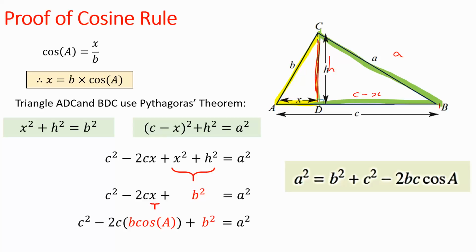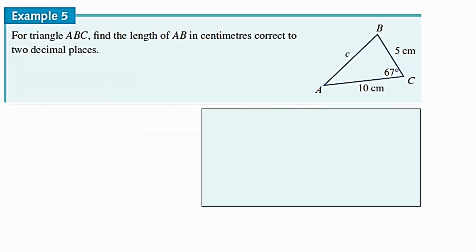And that's your cosine rule. Everything is just broken up using Pythagoras and trigonometric ratios to come up with these ideas to solve. Easy? All right, now let's do a couple of problems.